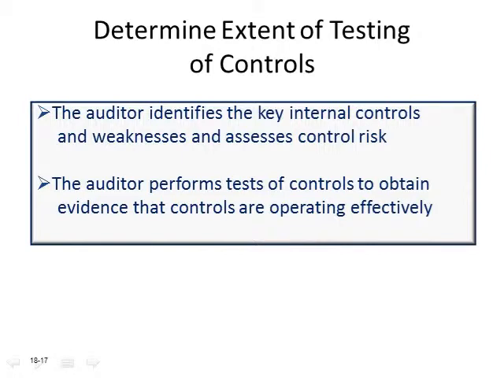And so after we perform these tests, we identify the key internal controls and weaknesses and assess control risk. We then perform tests of controls to obtain evidence that controls are operating effectively. And all we're saying here is that, okay, we understand what the internal controls are, we understand the policies, the practices, and the procedures of the client. Then we test these controls in order to understand whether or not they're really implemented and being executed and achieving the intended results.